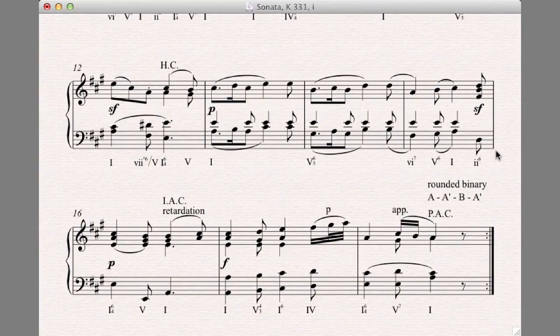Like I said in the preview to this set of videos on analyzing this work, this rounded binary form you find all over the place. It's the form used for minuets, as well as the trios that you find as the second part of a minuet. It's the form you'll see in any of these short dance forms. They're very often rounded binary. They're not always, and particularly in the Baroque era, you'll find they're just binary forms. The A and the B are different from each other. But in this era, what you find more commonly is a rounded binary form.